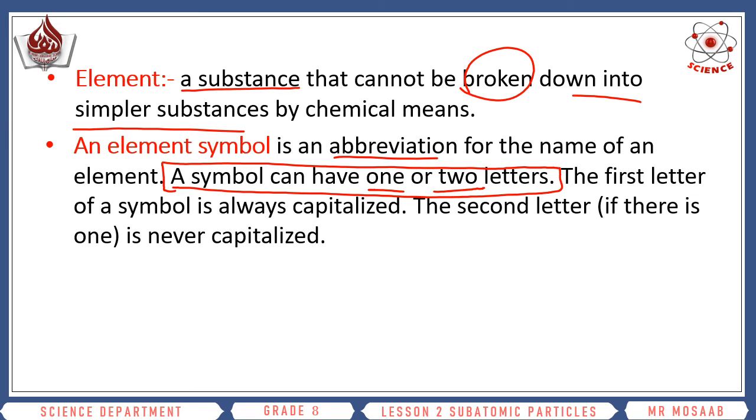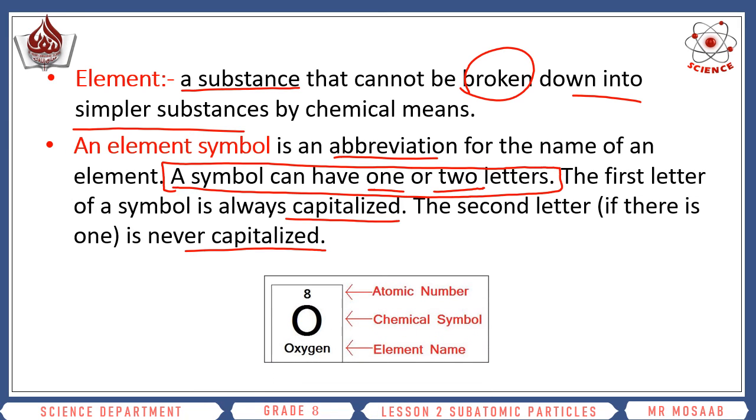The first letter of a symbol is always capitalized. The second letter, if there is a second letter, is never capitalized, which means it will always be a small letter. Like we said before, for example, oxygen. This atom is called oxygen. Oxygen has one letter, O. So I'm going to write oxygen, O capital.